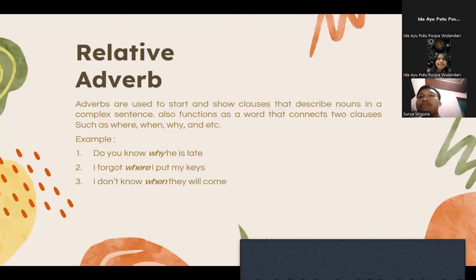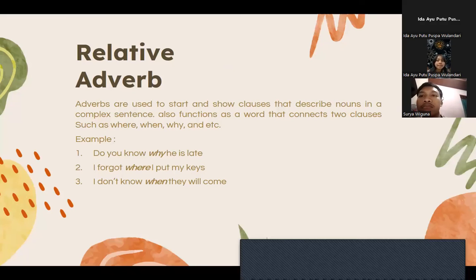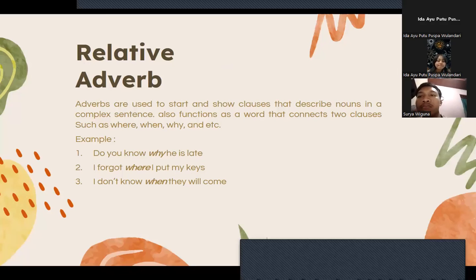Last but not least, this is the relative adverb. These adverbs are used to start clauses that describe a noun in a complex sentence. They also function as words that connect two clauses, such as where, when, why, etc. For example, do you know why he is late? And also, I forgot where I put my keys. Last is I don't know when they will come.